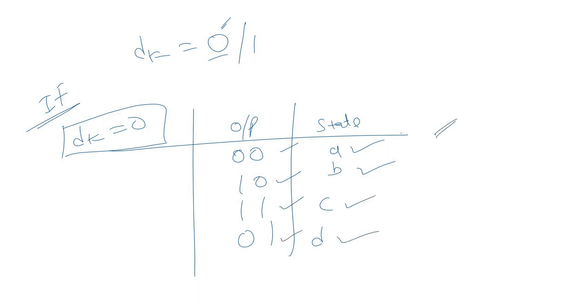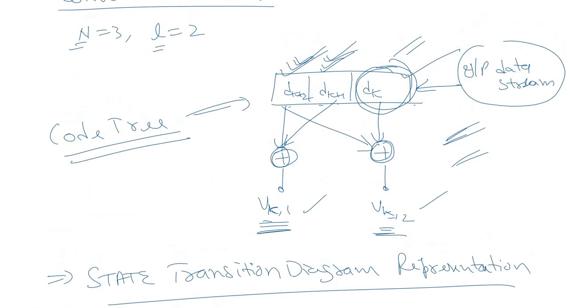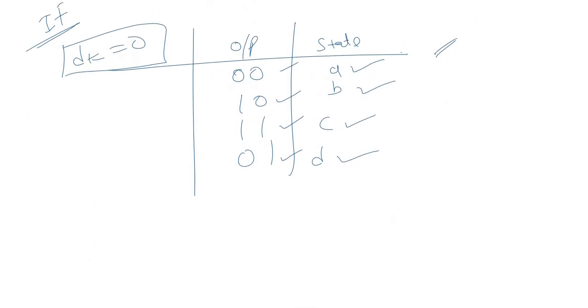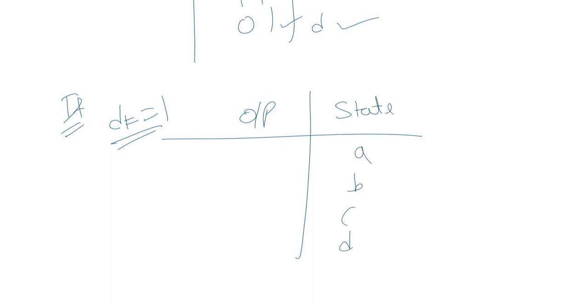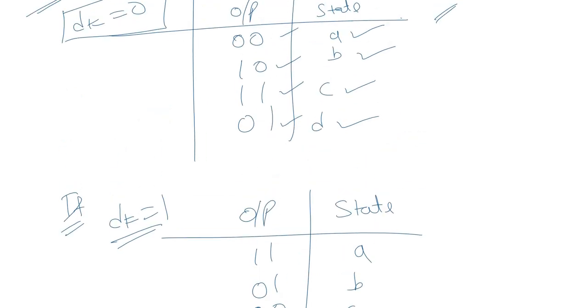And this table is generated using this convolutional encoder diagram. Similarly, for the case when dk is equal to 1, we can find out the output depending on the state. State can be A, B, C, D, and the outputs will be 1, 1, 0, 1, 0, 0, 1, 0. You may please verify these four outputs using the given convolutional encoder diagram.